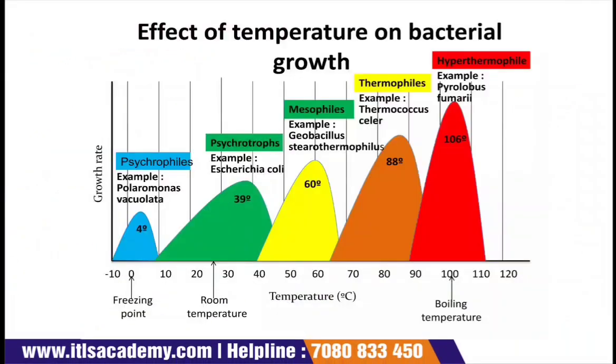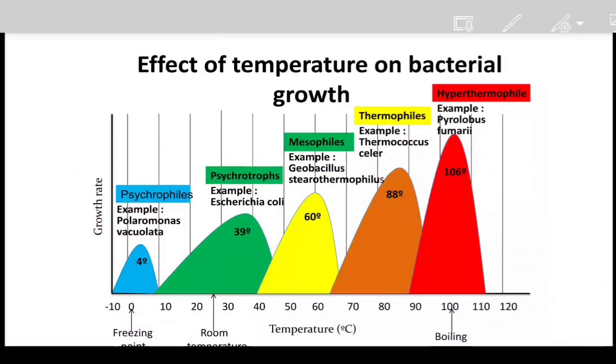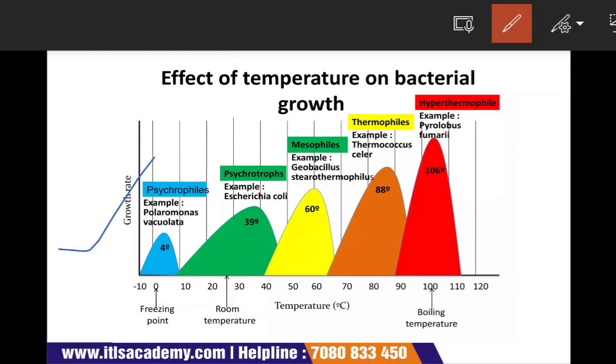Okay, now moving further, that is the effect of temperature on bacterial growth. According to this graph, we can see that on one side it is the growth rate, and on the other side is the temperature. At the very initial range, minus 10 to 10 degrees centigrade, the microorganisms showing proper growth are the psychrophiles. So at this temperature, psychrophiles are the organisms that grow.